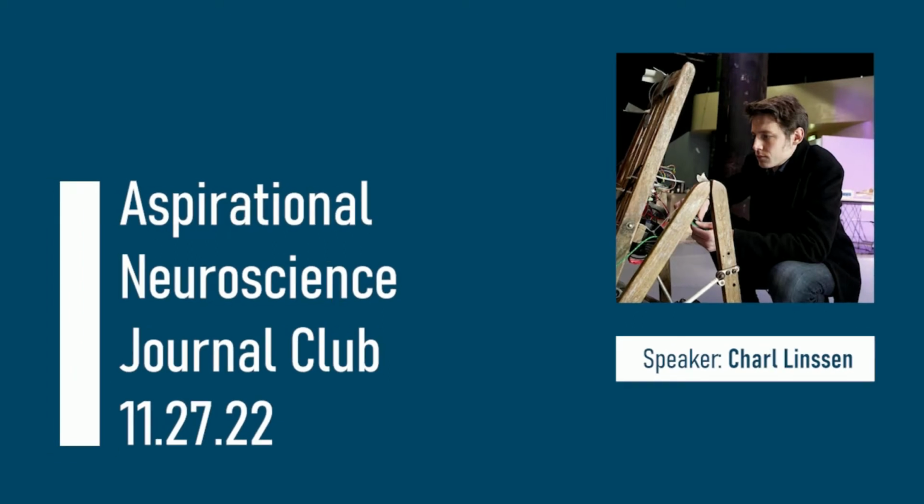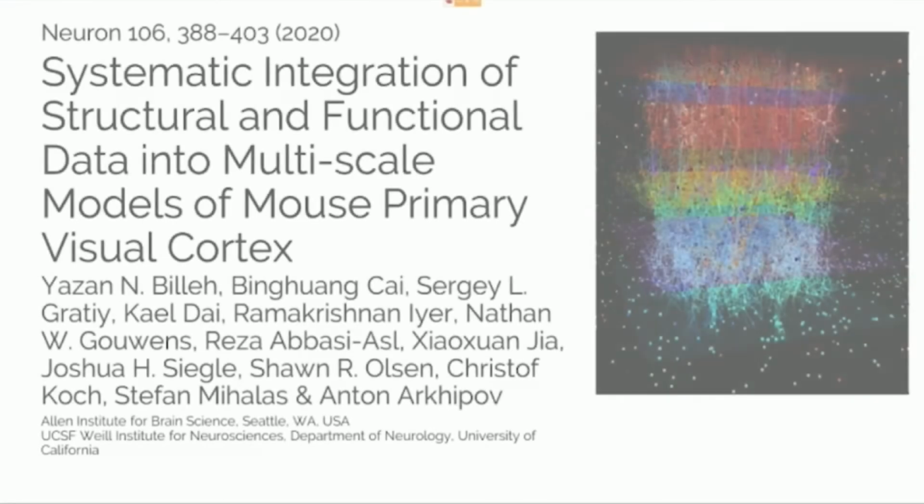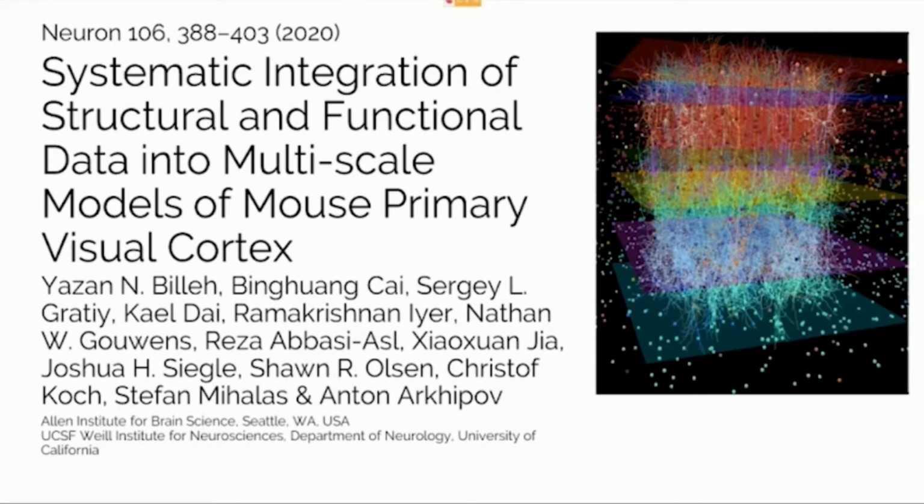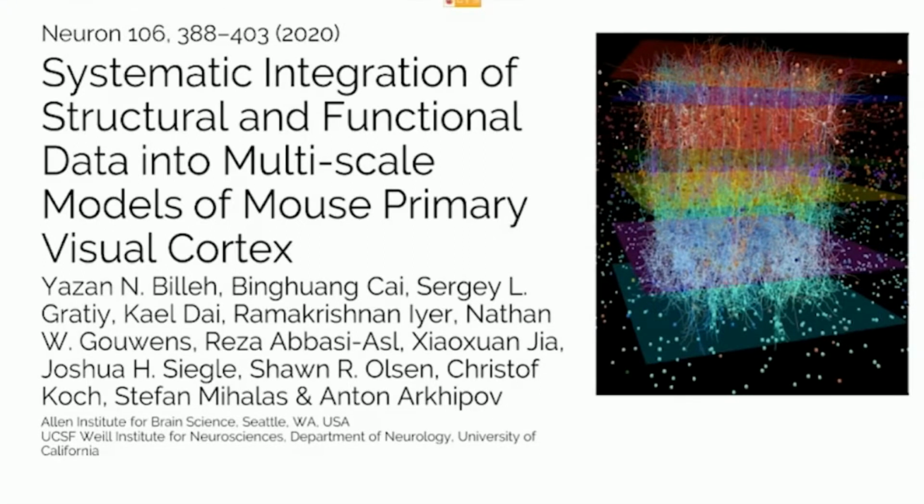Hello, fellow neuroscience enthusiasts. This video is another installment of the Brain Preservation Foundation's Neuroscience Journal Club, in which we briefly review the results of a selected paper and discuss its relevance to the ongoing debate regarding brain preservation. Today's paper describes a detailed biophysical model of mouse primary visual cortex. According to Google Scholar, it has been cited 111 times since its publication in 2020. It is entitled Systematic Integration of Structural and Functional Data into Multiscale Models of Mouse Primary Visual Cortex.